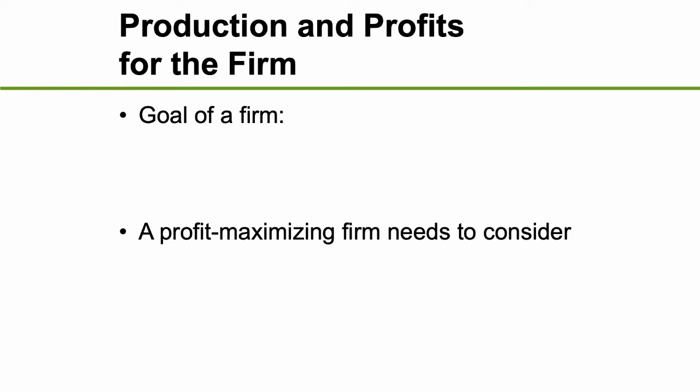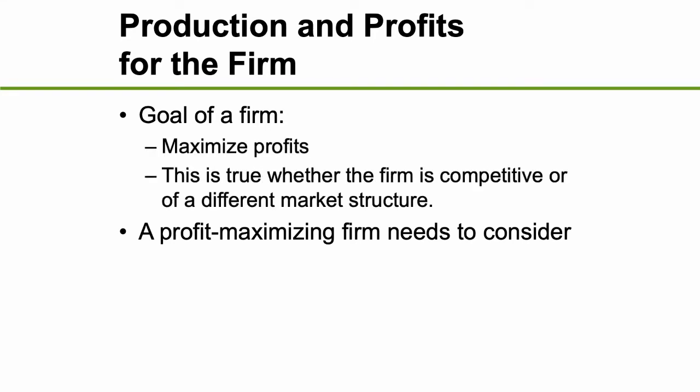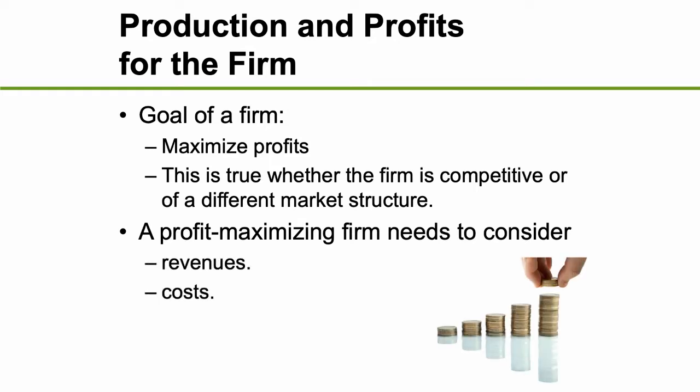When it comes to production and profits for the firm, the goal of the firm, once again, is to maximize profits. And it doesn't matter what type of firm we're dealing with. If the firm is in competition, if the firm is in monopoly, if the firm is in one of those in-between types of market structures, it does not matter. We are looking at the same goal. And the profit maximizing firm has to consider its revenues. Of course it has to consider its revenues, but it also has to consider its costs. How much does it cost me to produce something? The more I produce, the more it costs. The more I produce and sell, the more revenues I can earn. So where's the balance? That's what we're going to be looking at.